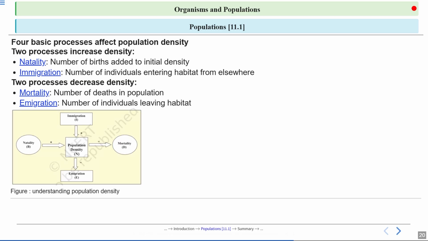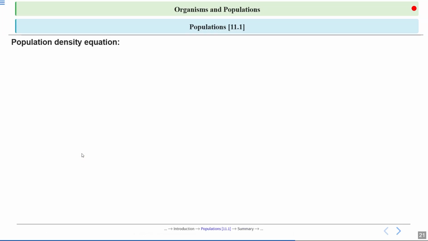In this image, you can see the factors affecting the population density. A positive sign is given to immigration and natality, because they are increasing the population density, and a negative sign is assigned to mortality and emigration because they are decreasing the population density. And N here, in the center, represents the population density.